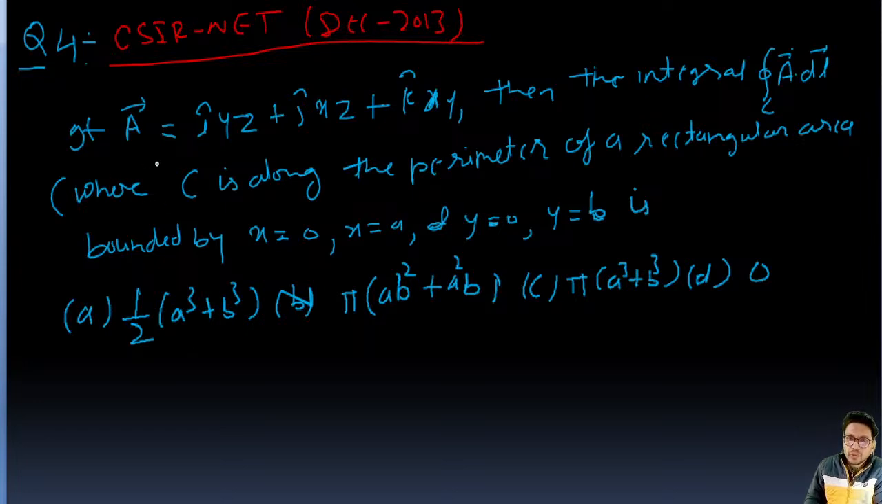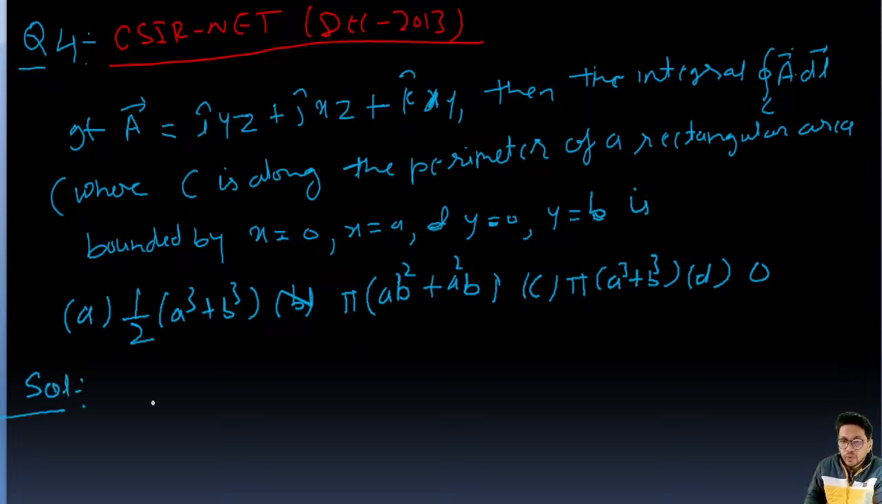A very good question. A is given, then we need to find the line integration of A dot dl, where C is the perimeter of the rectangle, and the condition is given, x equal to 0 and x equal to a. Okay, so we'll solve it now.